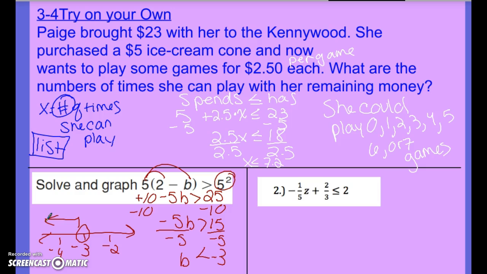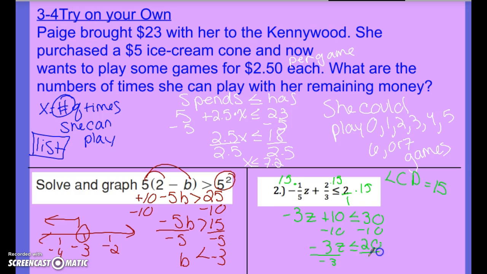Your last one, I thought that a common denominator between 5, 3, and 1 would be 15. So you should get that your least common denominator equals 15. So then you multiply each of them by 15, and 15 times negative 1/5 gives you negative 3z, plus 15 times 2 is 30. 30 divided by 3 is 10, is less than or equal to 30. So then you can just continue solving. Subtract 10 from both sides, and you get negative 3z is less than or equal to 20.